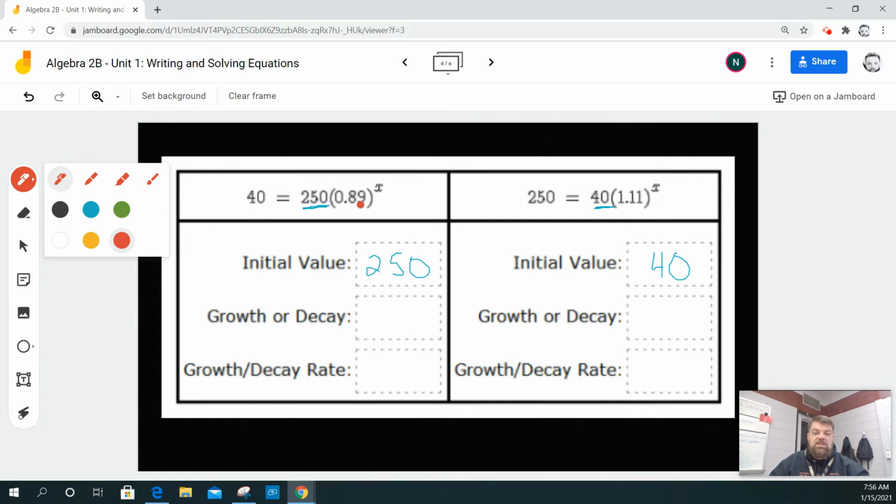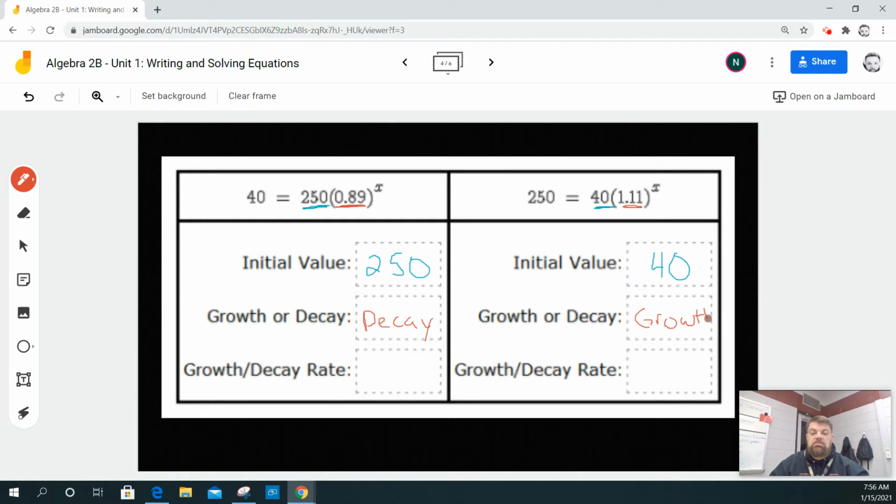Growth depends on this number here. If it's less than 1, it's decay. Over here, it's greater than 1, so it's growth. What do you think happens if it's 1? It doesn't have growth or decay.